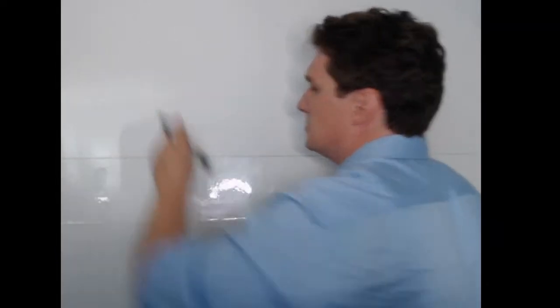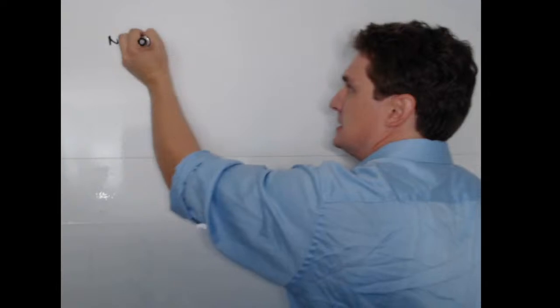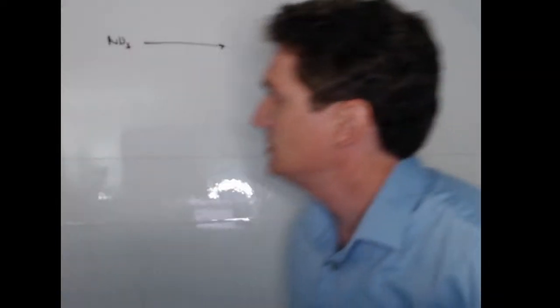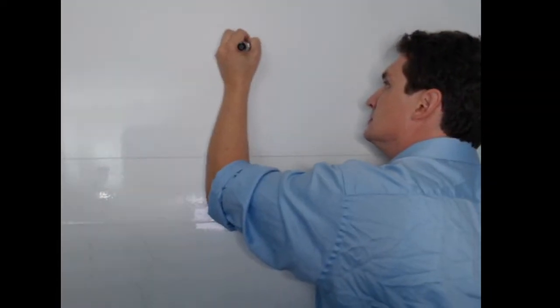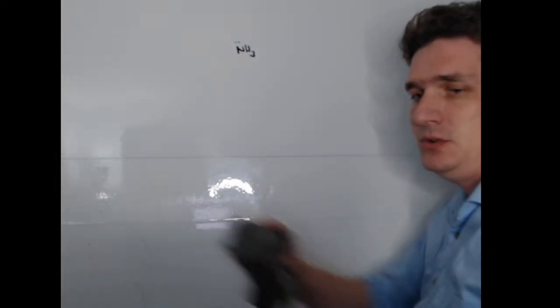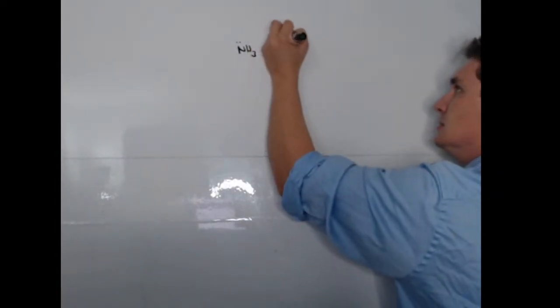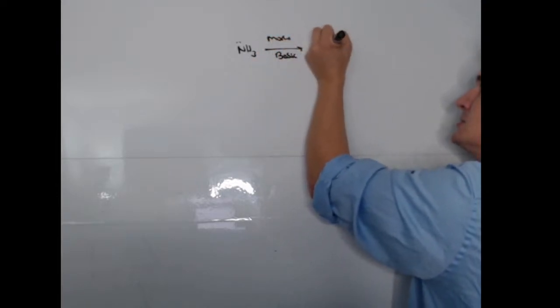This is not a universal trend, and so you'll definitely find things that contradict this. But generally speaking, we'll start with NH3. This is going to be our baseline. What makes NH3 a base are these lone pairs. So if we want to make it more basic, what we need to do is add electron density, and this is adding alkyl groups.